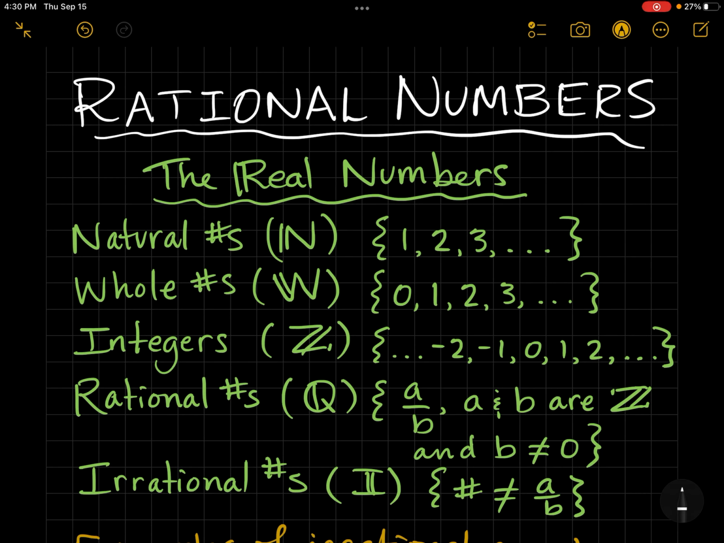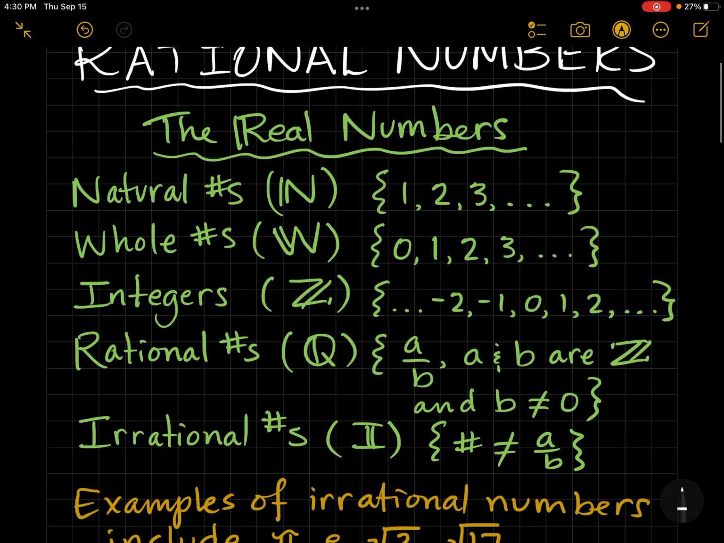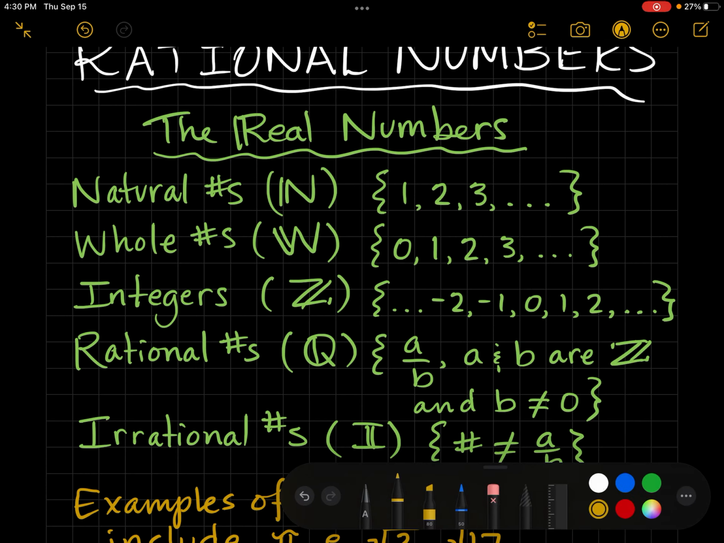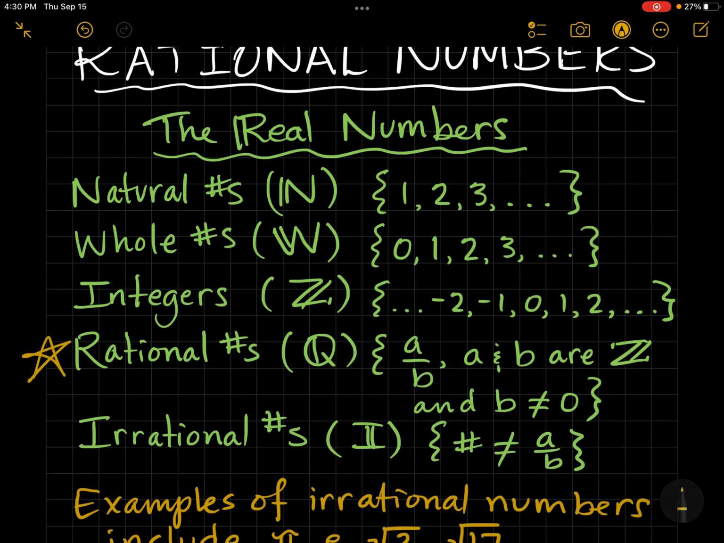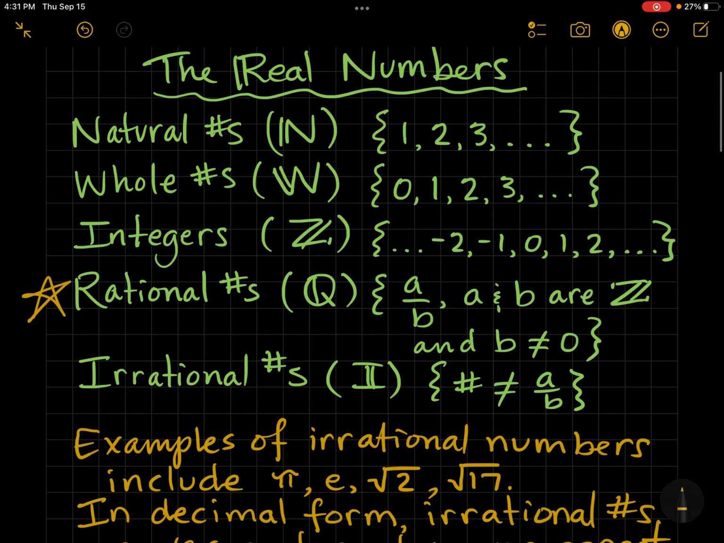Okay, we're going to look at the real numbers first. You don't need to write this down. The real numbers are made up of natural numbers, also whole numbers, integers, and then more specifically, we're going to look right here at the rational numbers. We know the natural numbers. This is how you learn to count when you're a kid, 1, 2, 3, and so forth. The whole numbers just add 0, and integers are the positive and negative whole numbers.